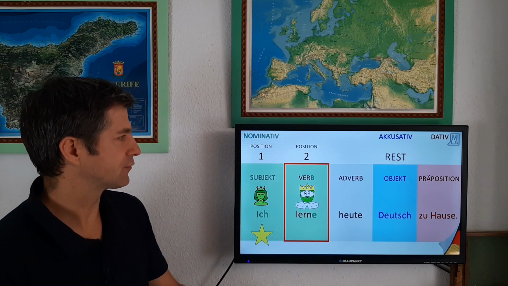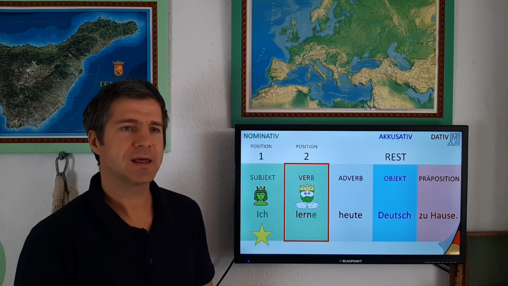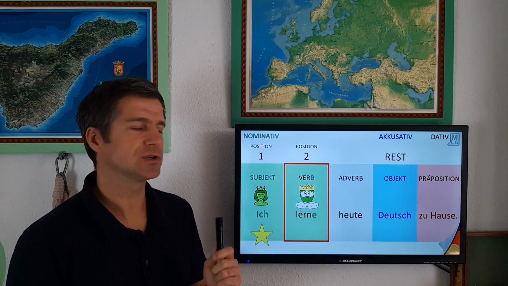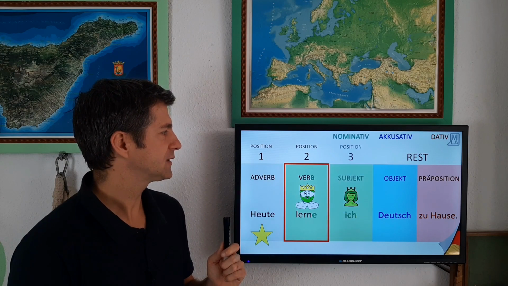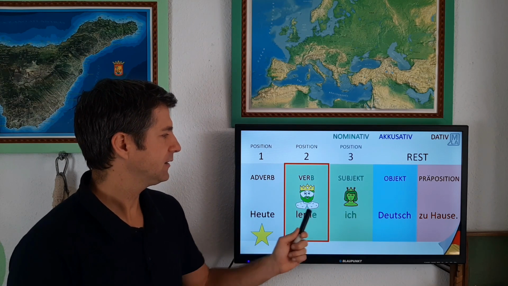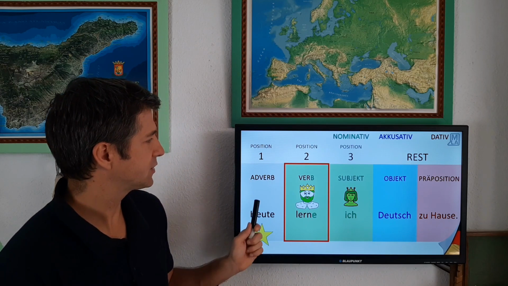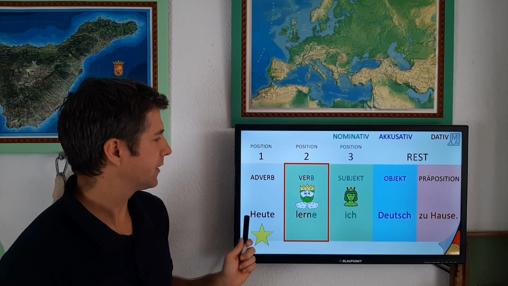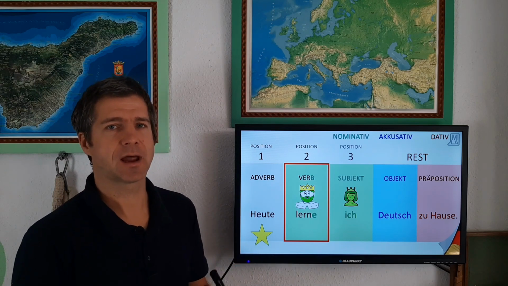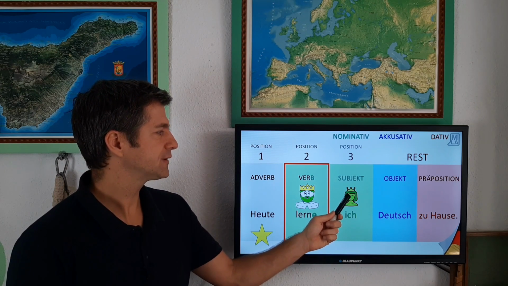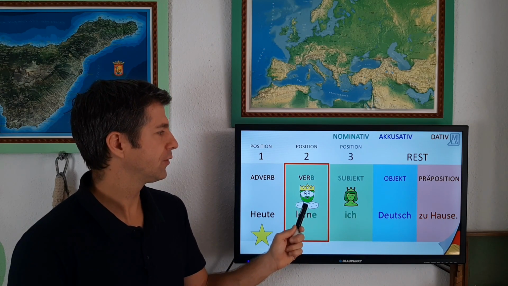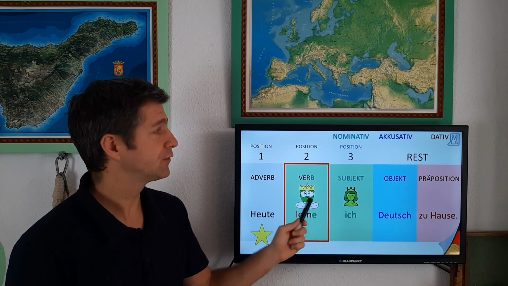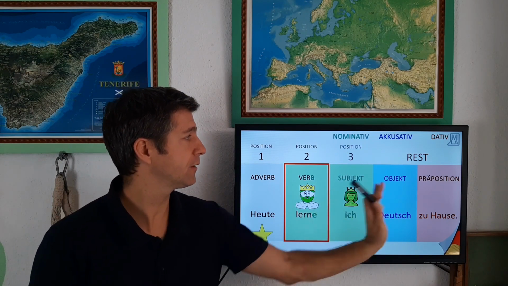But let's go back to our structure. If I think, for me, there's another most important information in the sentence, I could switch it. I could change the positions. I could say, heute lerne ich Deutsch zu Hause. You see, I just switched the queen with the adverb, no? Okay, so I really mean today I learn German. But always the queen has an eye on her king. And she will stick to him, so she is on position 3 now. And then we have the rest.